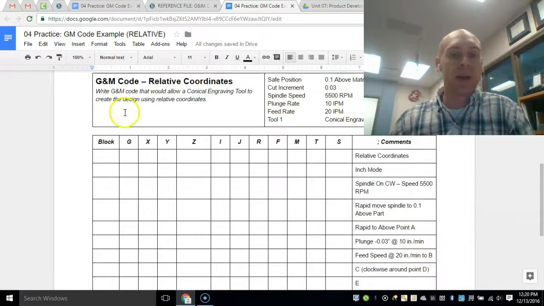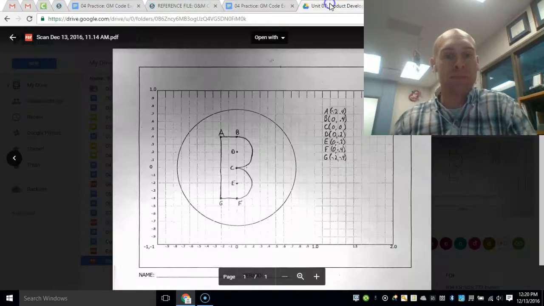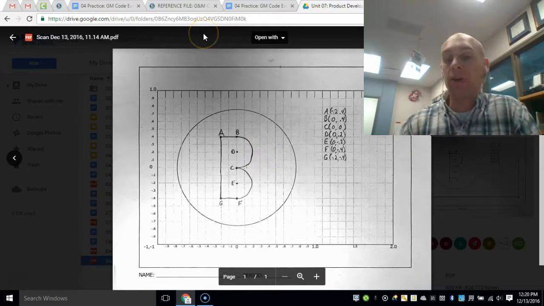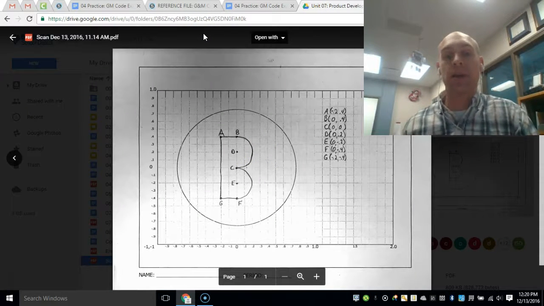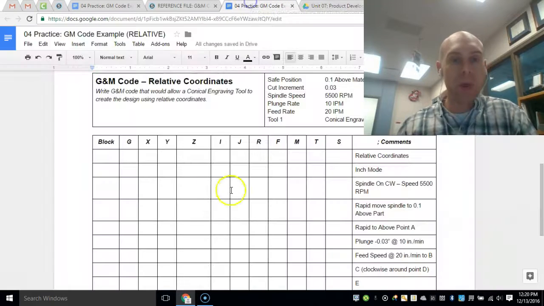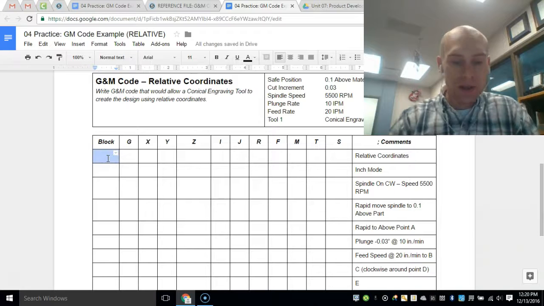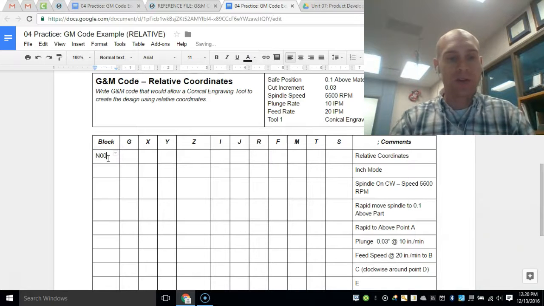We are going to do the same image that we did before, but we're going to do it in relative. And some people find relative to be a lot easier. Some people find it to be a lot harder. So take a look and you can decide for yourself. We are first going to start the same way, N0, 0.